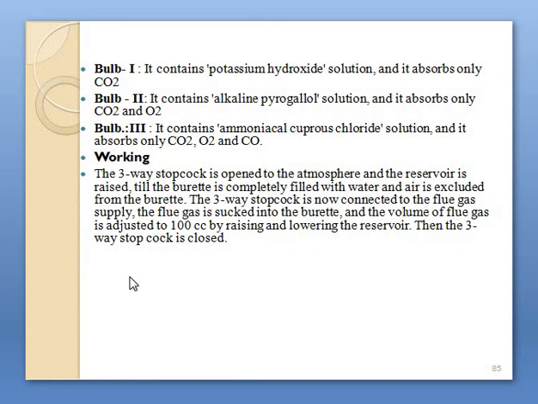The flue gas is sucked into the burette and the volume of the flue gas is adjusted to 100 cc by raising and lowering the reservoir. So by raising and lowering the reservoir level, by means of the water, in that way 100 cc is going to be taken in.